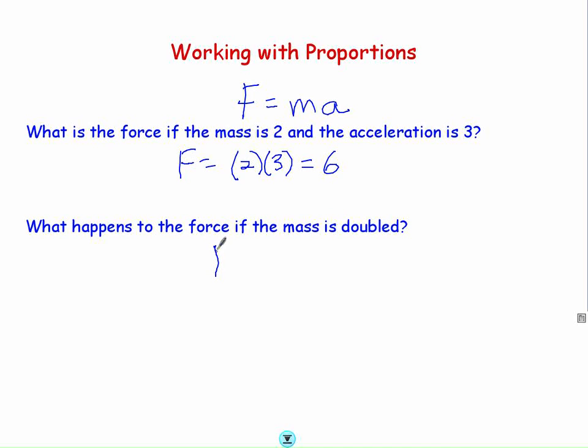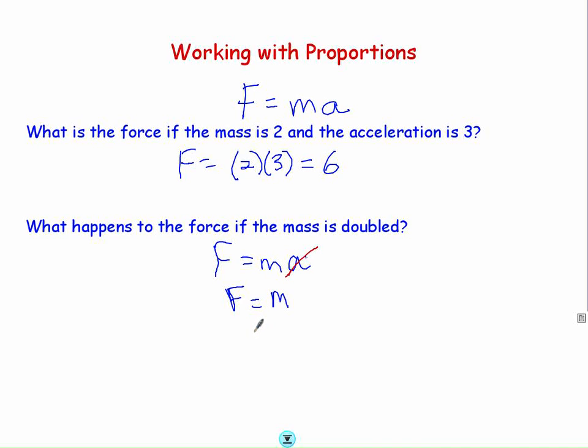Well, we take the same equation, F equals ma. And the first thing you're going to do is cross off anything in there that's not mentioned in the question. So what's not mentioned? Acceleration. Acceleration isn't mentioned at all, so you want to cross that off. It's not relevant to the question. The assumption in all of these types of questions is that what isn't mentioned is staying the same: the mass is being doubled, nothing's happening to the acceleration. Anyway, what does that give you? F equals m, and there's no longer an a in the equation because it's not mentioned, it's not relevant.